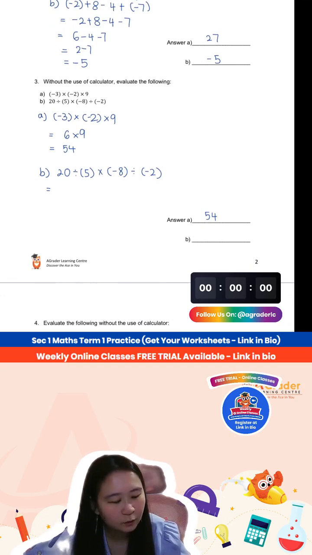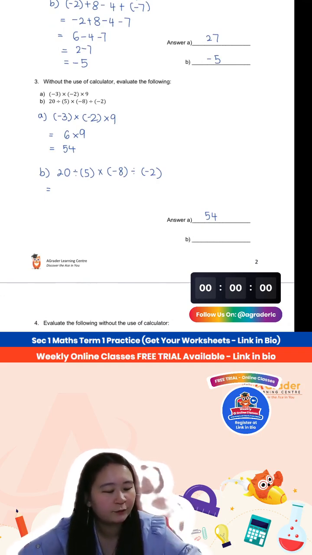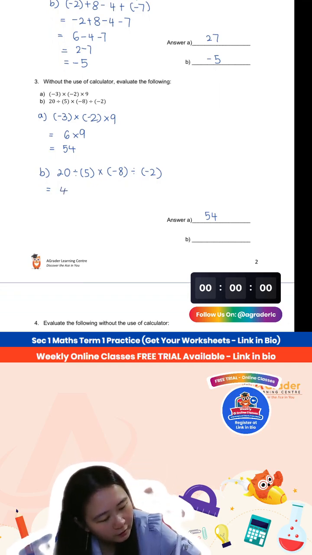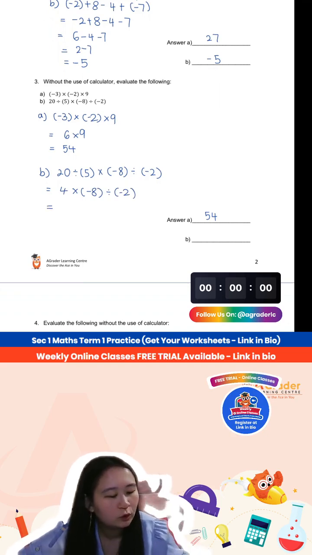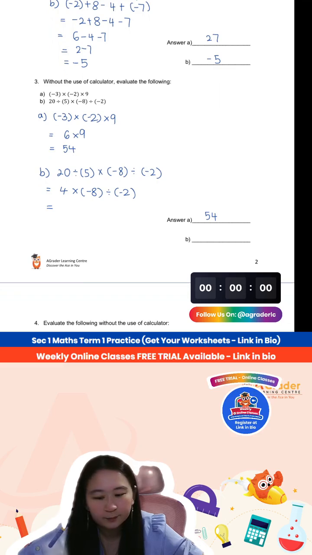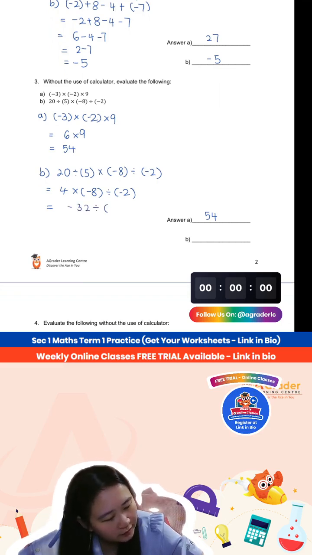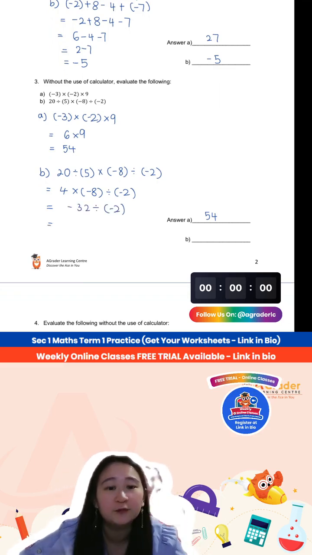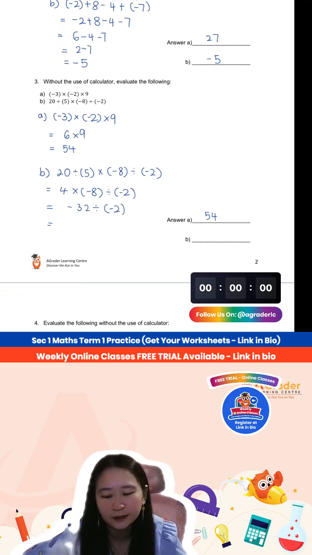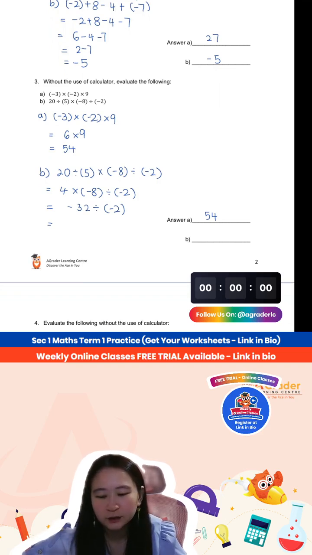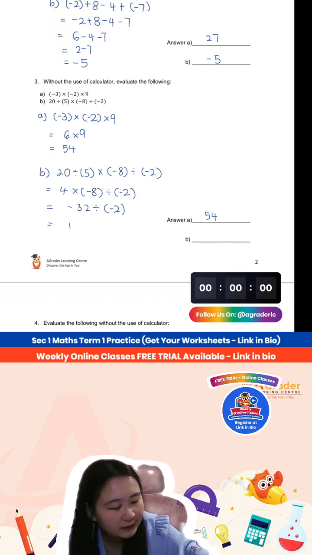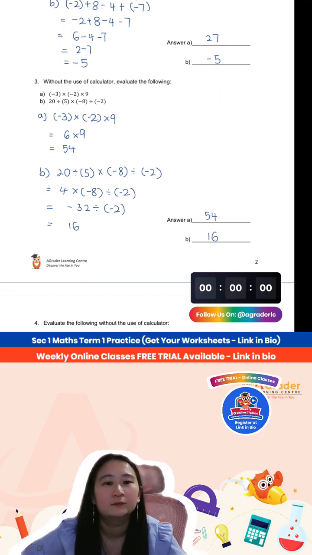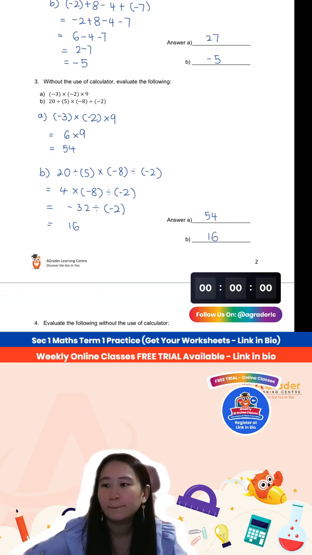Okay, so 20 divided by 5. From left to right, 20 divided by 5, we have 4. 4 times negative 8 divided by negative 2. Then 4 times negative 8, we get negative 32 divided by negative 2. So negative divided by negative still gives us a positive. Then after which 32 divided by 2 is 16. So we're left with a positive answer.